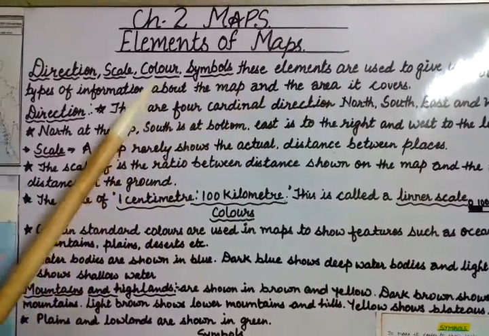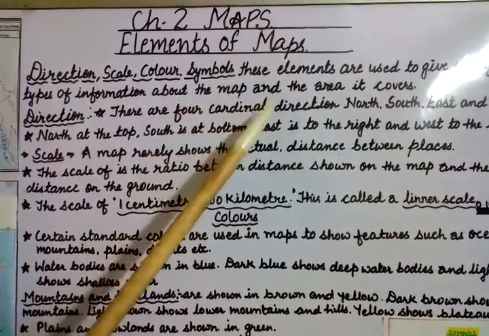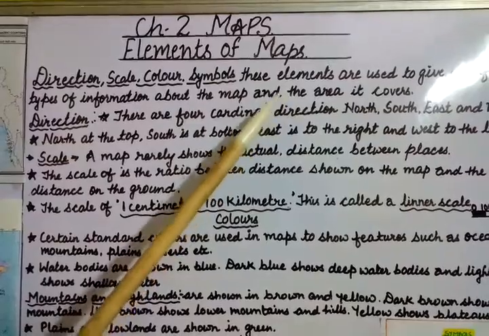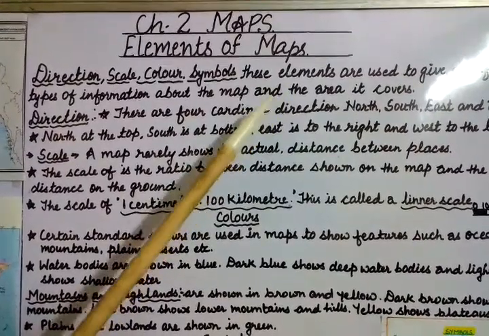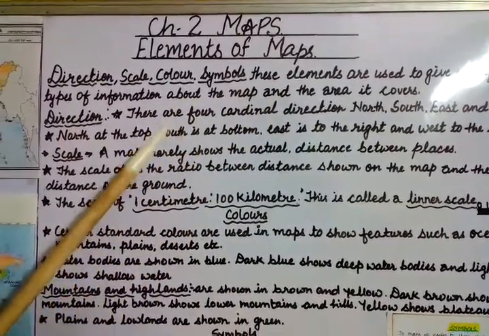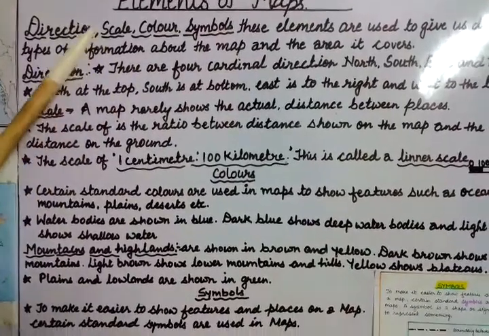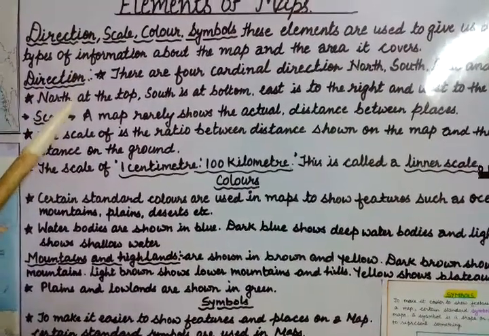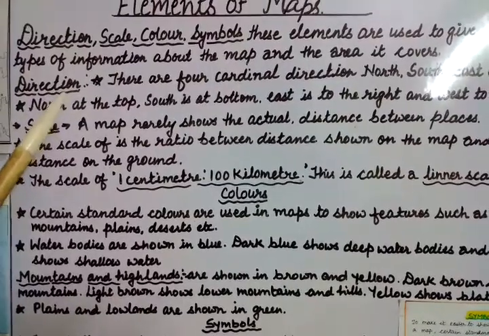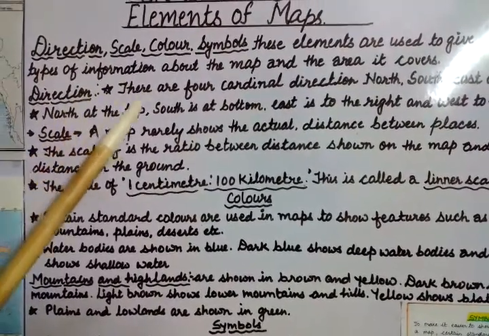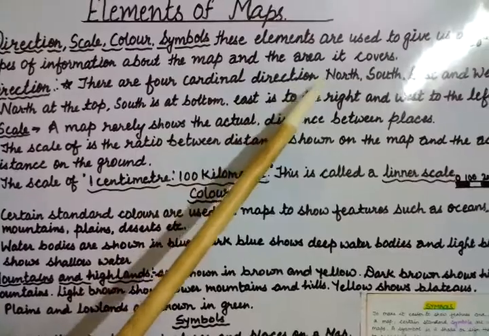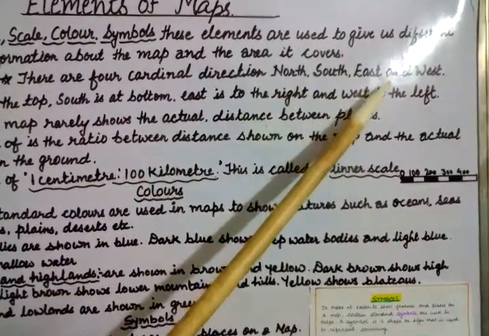Students, these elements help us cover the area of the map and give us some type of information. One of the most important elements of the map is direction. First of all, we'll start with direction. There are 4 cardinal directions: north, south, east and west.